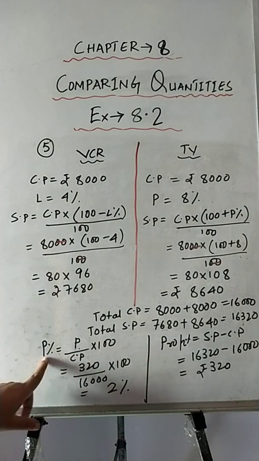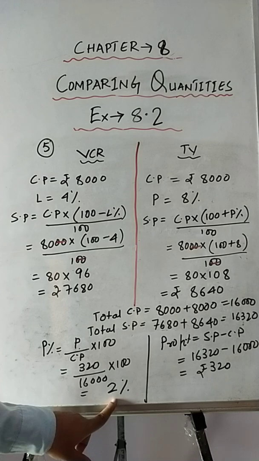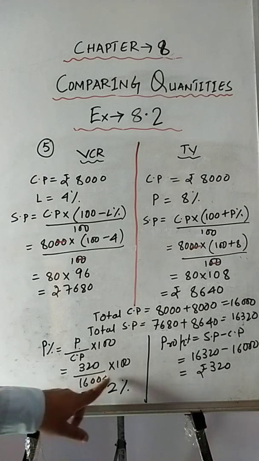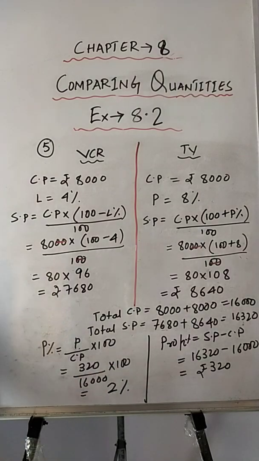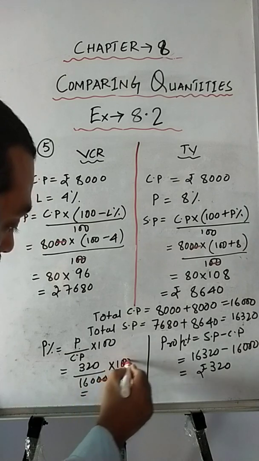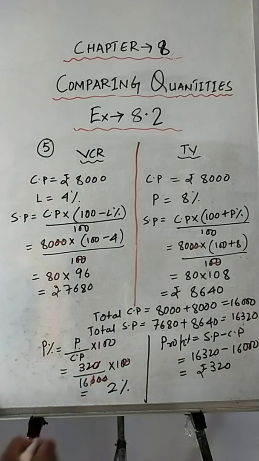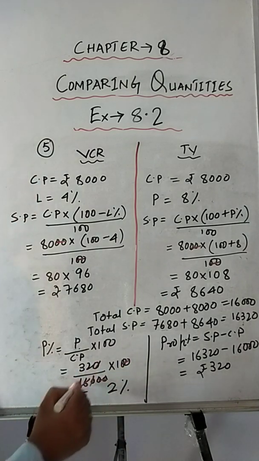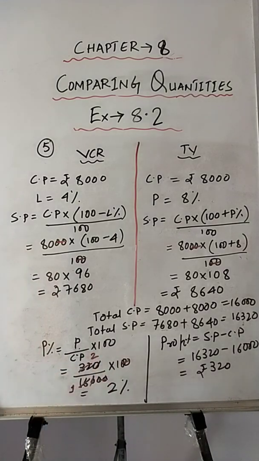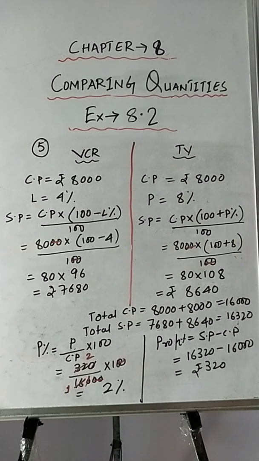Okay, profit percent, always give the answer in percentage form. After the calculation, you will get 2%. How? These two zeros will be cancelled. 16 1s are 16, 16 2s are 32. So this is how we are getting 2%. I hope you have all understood this sum. This sum is very, very important, students.